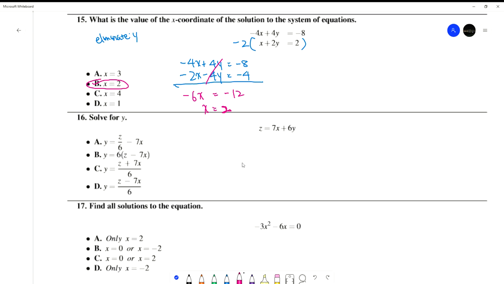16. Says solve for y, right? I see y is on the right hand side of the equation. So I'm going to subtract the 7x, move that up to the left hand side. So z minus 7x is equal to 6y. Lastly, I just divide by 6 on both sides, right? So I get z minus 7x over 6 is equal to y. And I see answer D is the same.